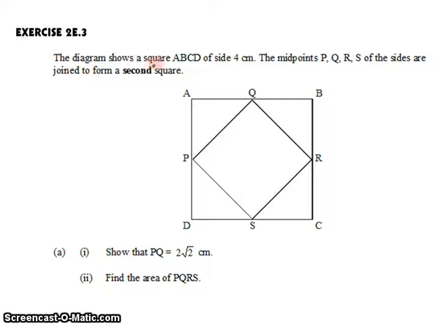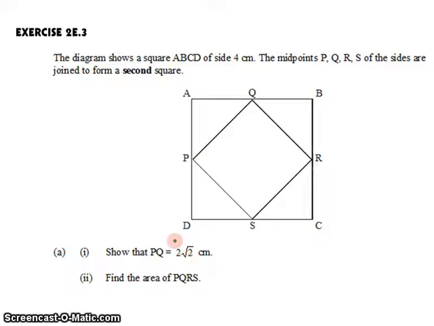In this question we have a square ABCD, and the sides of the square are each 4 centimeters. So that's 4 centimeters, 4 centimeters, 4 centimeters, 4 centimeters. The midpoints of each side are P, Q, R, and S, and they form a second square. First off, we want to show that the length PQ is 2 root 2 centimeters.